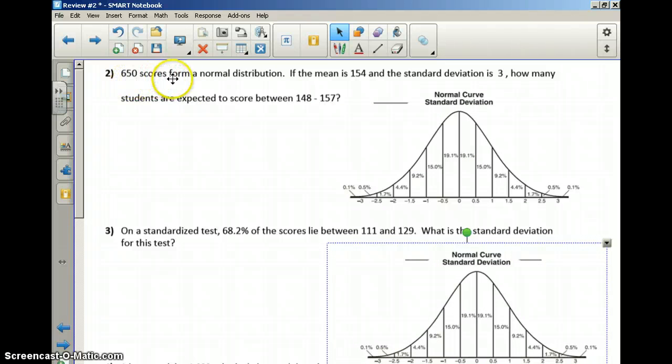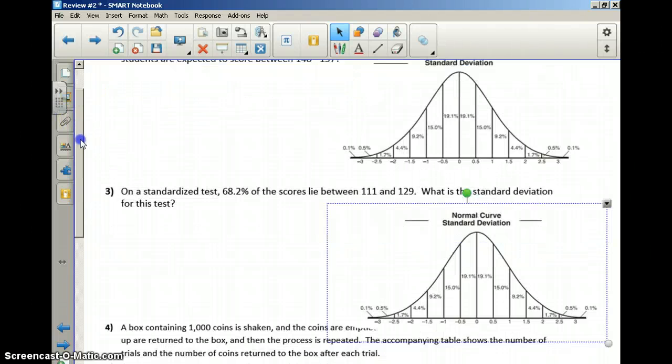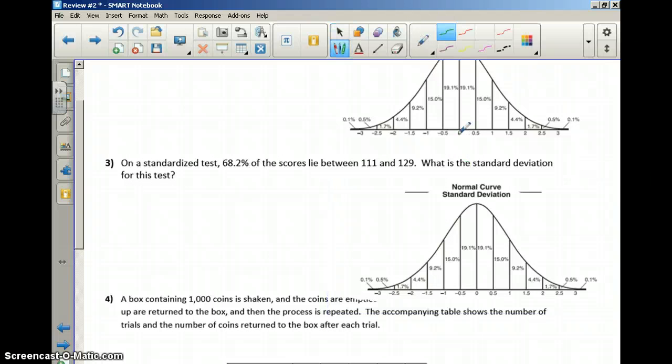It says you have 650 scores and the mean is 154. So that means here at 0 I have to write my 154. Since my standard deviation is 3, over here at 1 standard deviation, that gives me 157. And then at 2 deviations, that gives me 160. Now if I go backwards and I subtract 3, I get 151 at the average minus the standard deviation, and then I get 148.